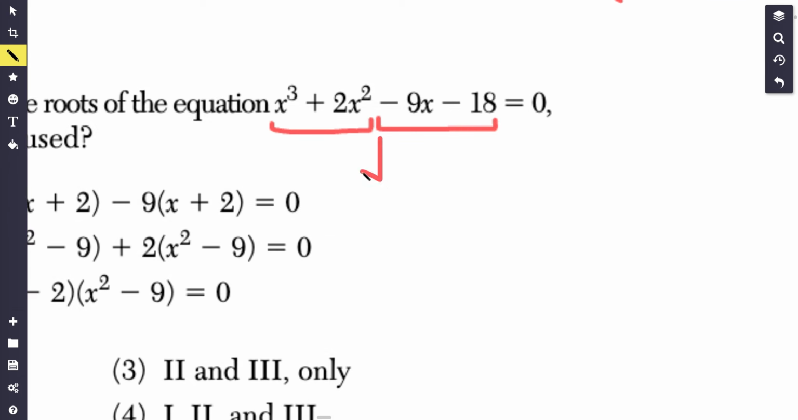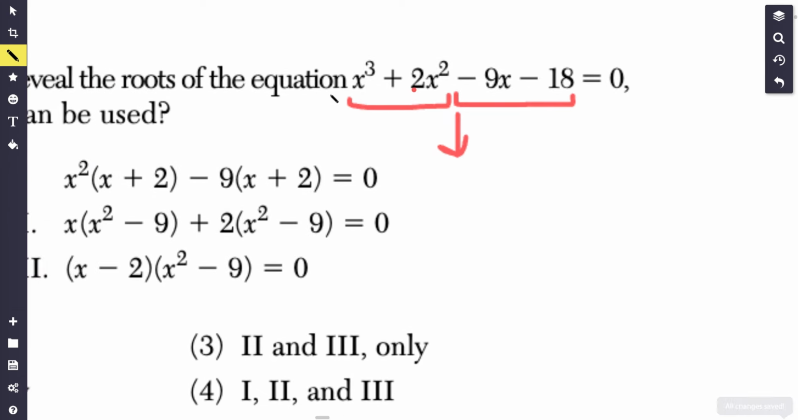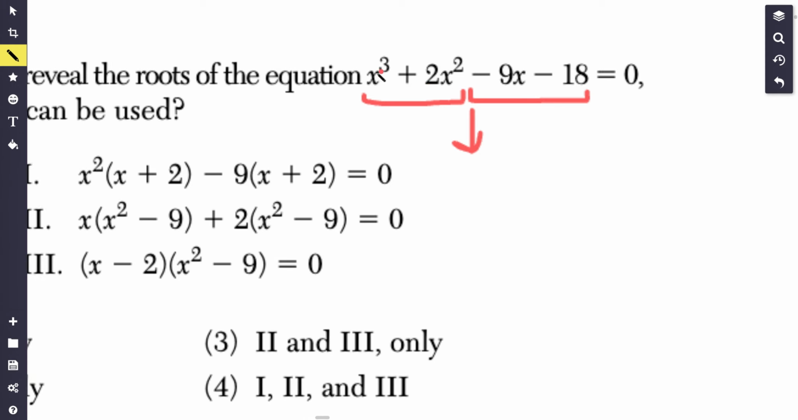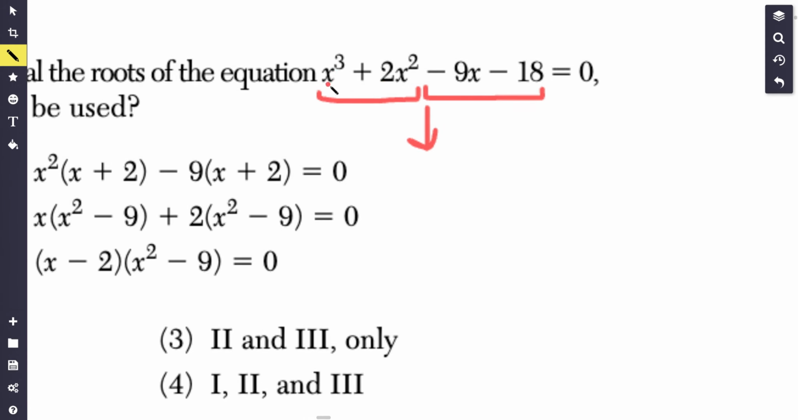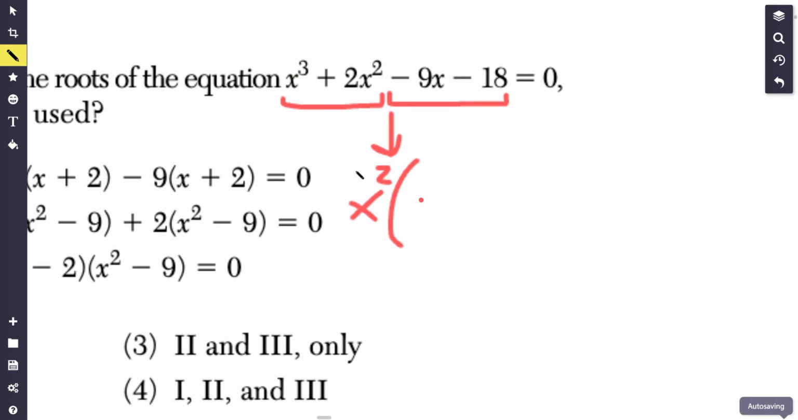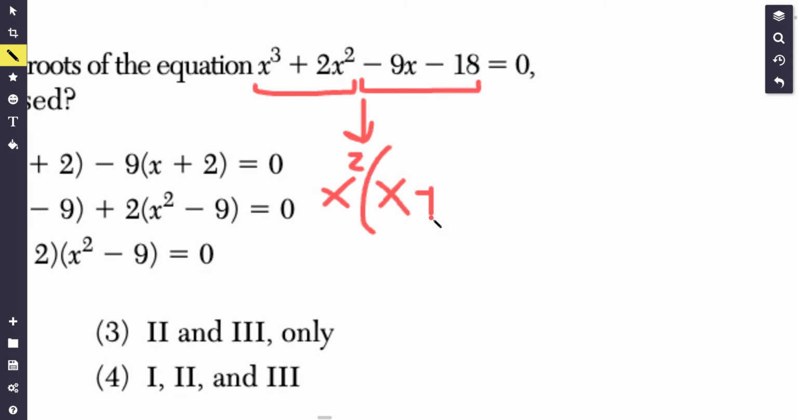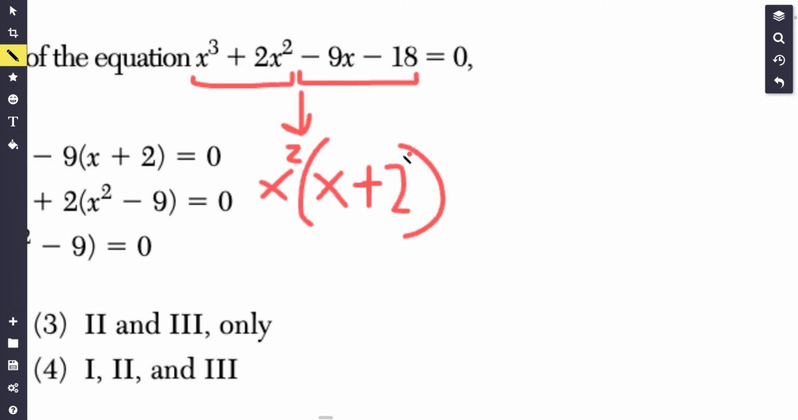One thing you can do is factor this by grouping the terms. Right over here, x to the third power and 2x to the second power both share an x squared term, so you can factor out an x squared. If you take x squared away from x to the third, you get x. If you take x squared away from 2x to the second power, you just get 2. So you can factor it like this.